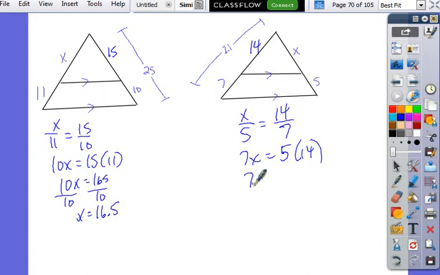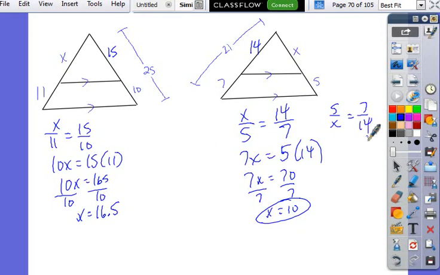Wind up with 10. Do you have to do it that way? No. Give me another fraction that would work. 5 over x. If I do 5 over x, then I could do 7 over 14. Or I could start over here and do 14 over 7 and x over 5. A bunch of different ways of doing it.